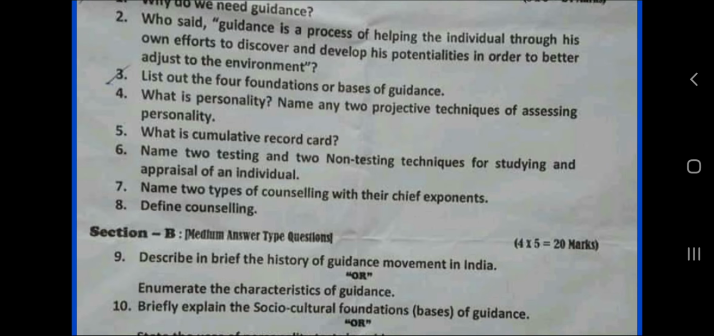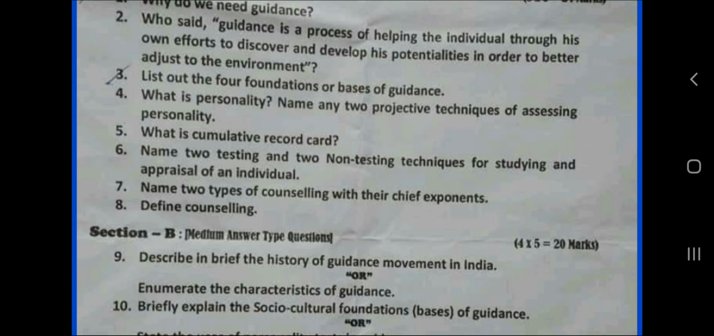Question number 4, what is personality? Name any 2 projective techniques of assessing personality. Question number 5, what is cumulative record card? Question number 6, name 2 testing and 2 non-testing techniques for studying and appraisal of an individual. Question number 7, name 2 types of counseling with their chief exponents. Question number 8, define counseling.